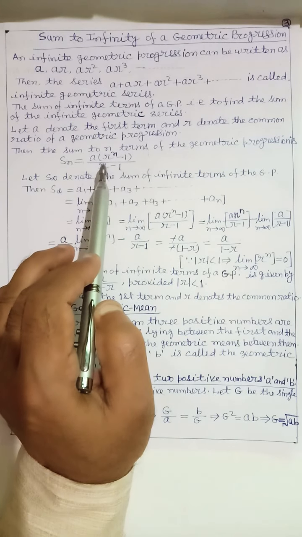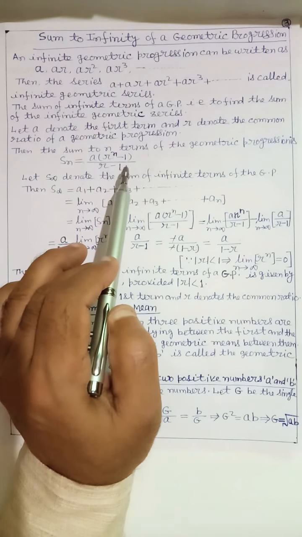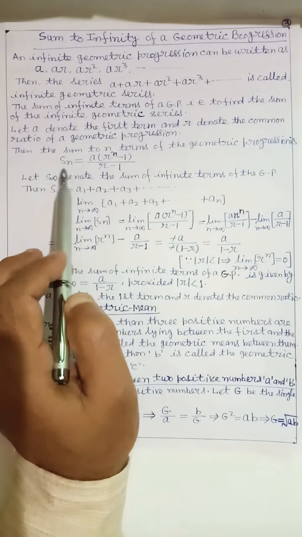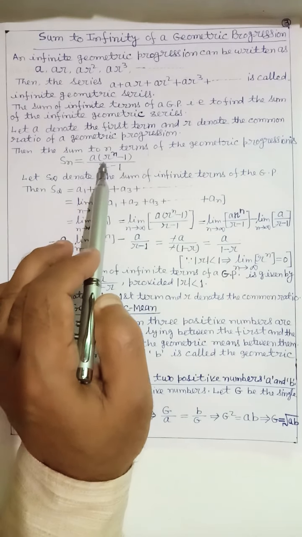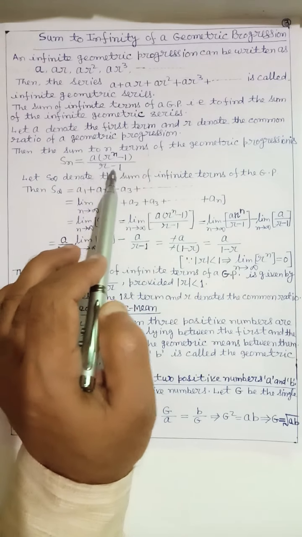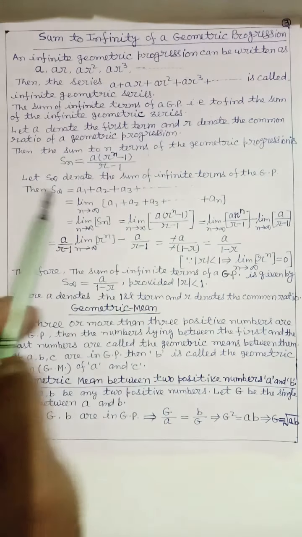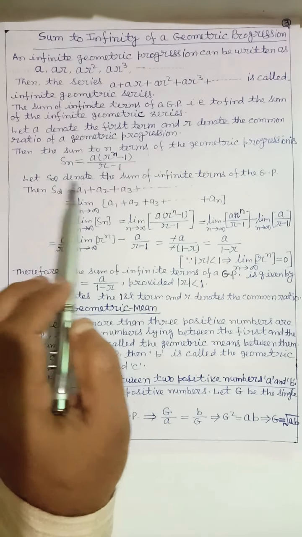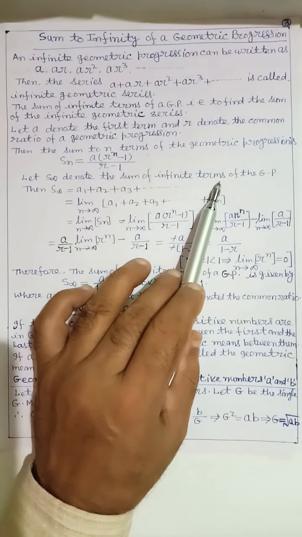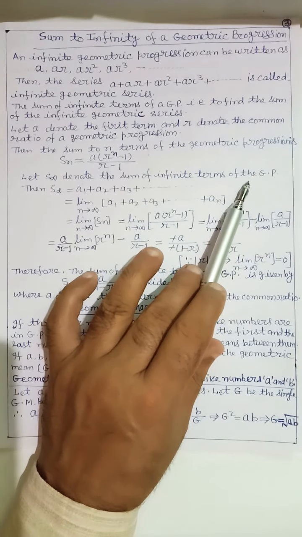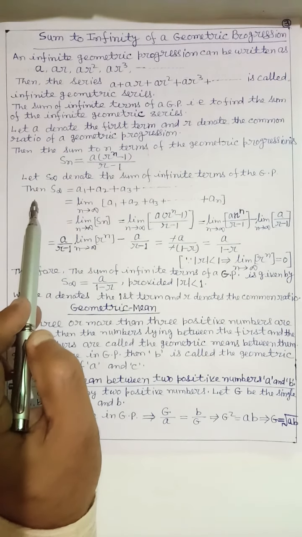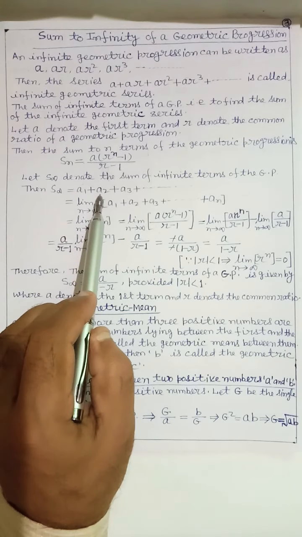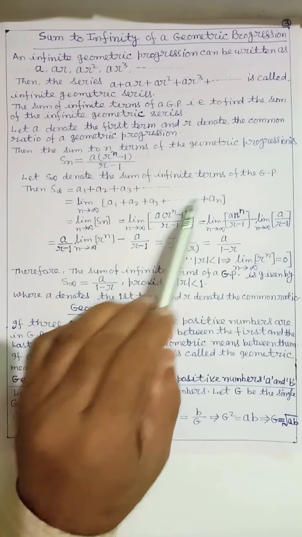Here if r is less than 1, but if we don't know what r is, in that case we use Sn is equal to a into r to the power n minus 1 by r minus 1. So S infinity denotes the sum of infinite terms of the geometric progression. Therefore S infinity is equal to a1 plus a2 plus a3 plus and so on.